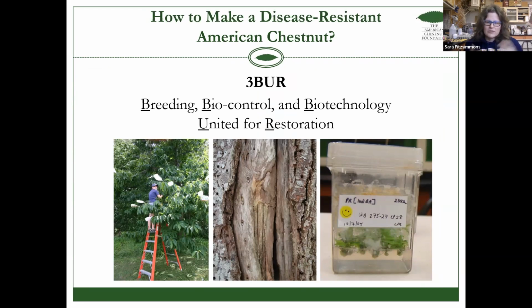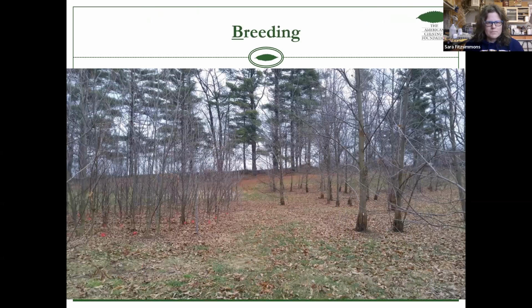So the way that the Chestnut Foundation calls it is 3B. And I love this, there are three chestnuts in a burr. We've got three Bs that we throw at this problem: breeding, biocontrol, biotechnology, united for restoration. And that's how we concisely talk about what we do in terms of making a disease-resistant tree to get it back into the landscape.